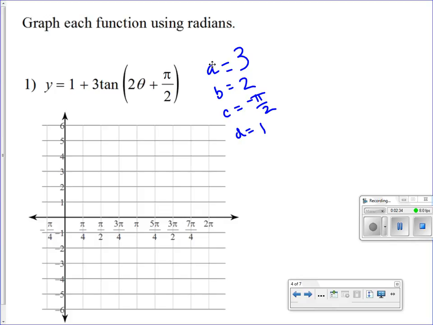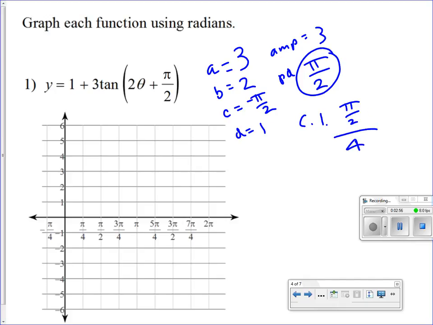Okay, so our amplitude is still 3. Amplitude is not really the right word here. There isn't a word for the tangent or cotangent function. So to find the period, it's now 1 pi over b. So pi over 2. Our counting interval is still going to be the period over 4. So dividing by 4 is the same thing as multiplying by 1/4. So my counting interval will be pi over 8.